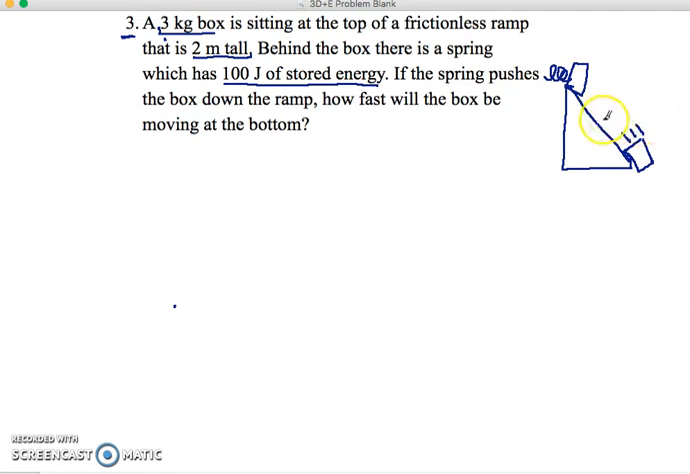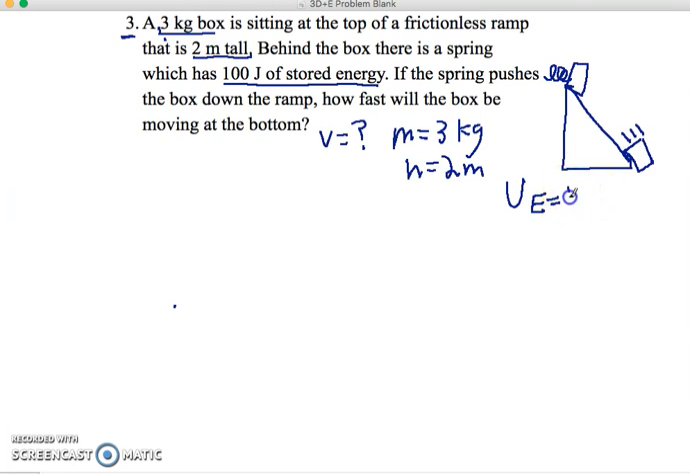So again, we're ultimately trying to figure out how fast it is going to be going at the bottom. We know the box's mass, and we know the initial height of the box off the ground. We know that there's elastic potential energy, or 100 joules of it, stored in the spring. So again, to do this, we have a picture. We got our knowns and unknowns.